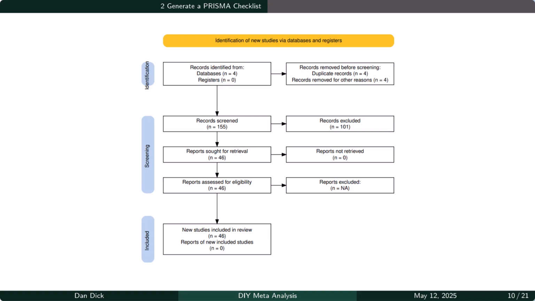Once you have completed the PRISMA diagram, and you know how many papers should be included in your paper, then you need to walk through the extraction of the data from these papers. And I'll show you how to do that now.